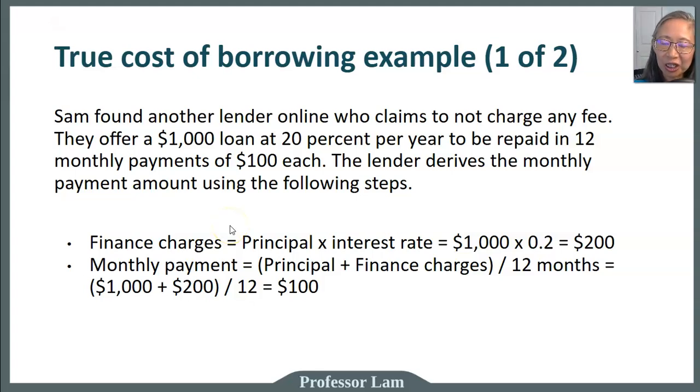You probably guessed that the true cost is not 20%. Now that you have learned how to use the time value of money tool, you can solve this mystery for Sam. Essentially, Sam got $1,000 today, so that is the present value. He has to pay back $100 each month, so that is the payment. So this is the monthly payment.